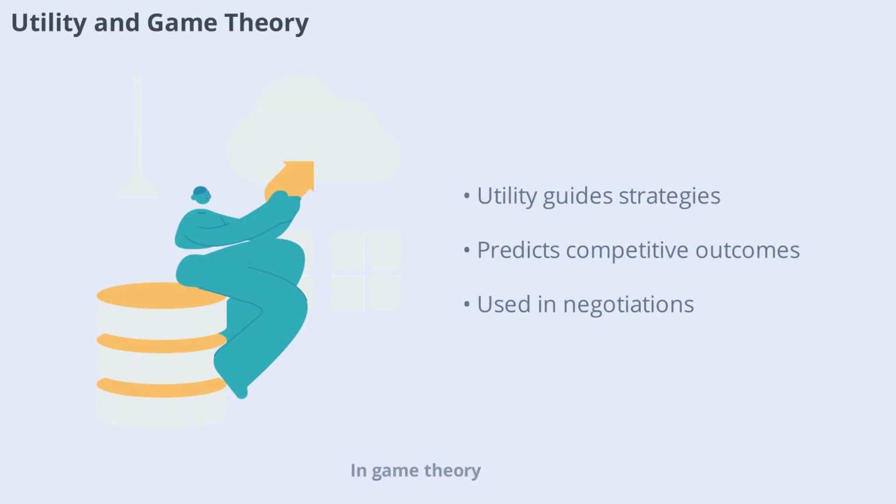In game theory, utility functions represent players' preferences and guide their strategies. By analyzing how different choices affect utility, economists can predict outcomes in competitive situations, from business negotiations to international relations.